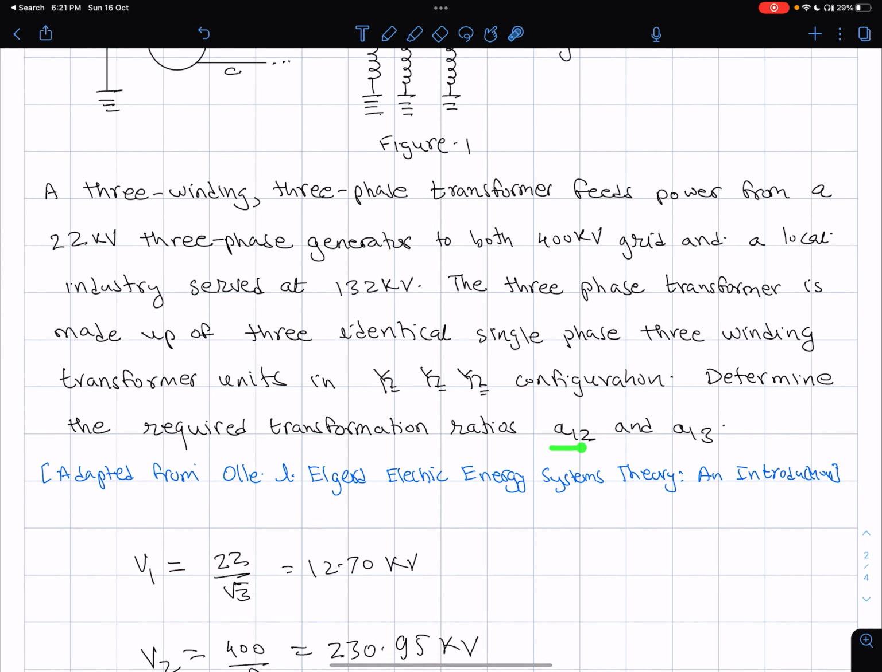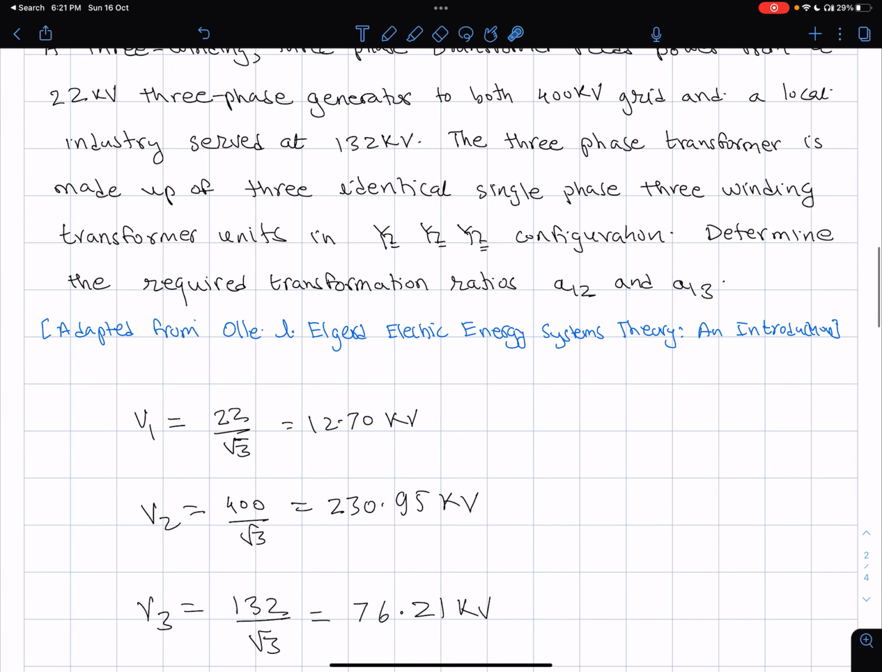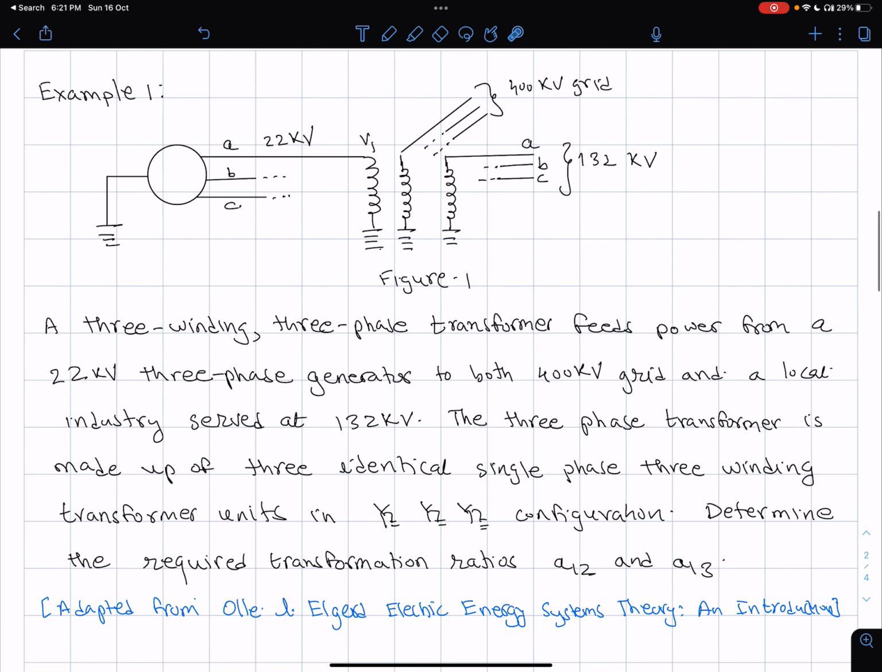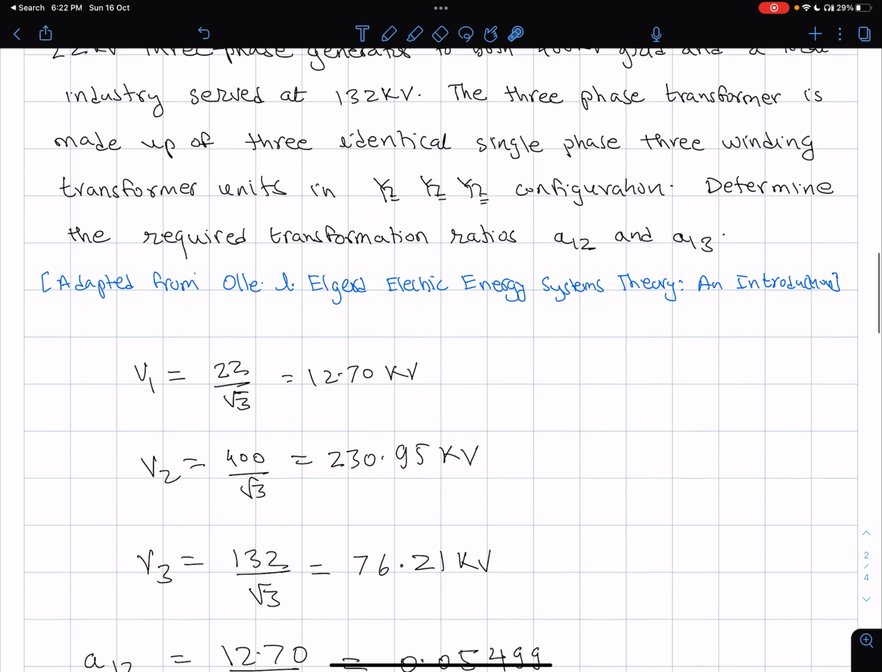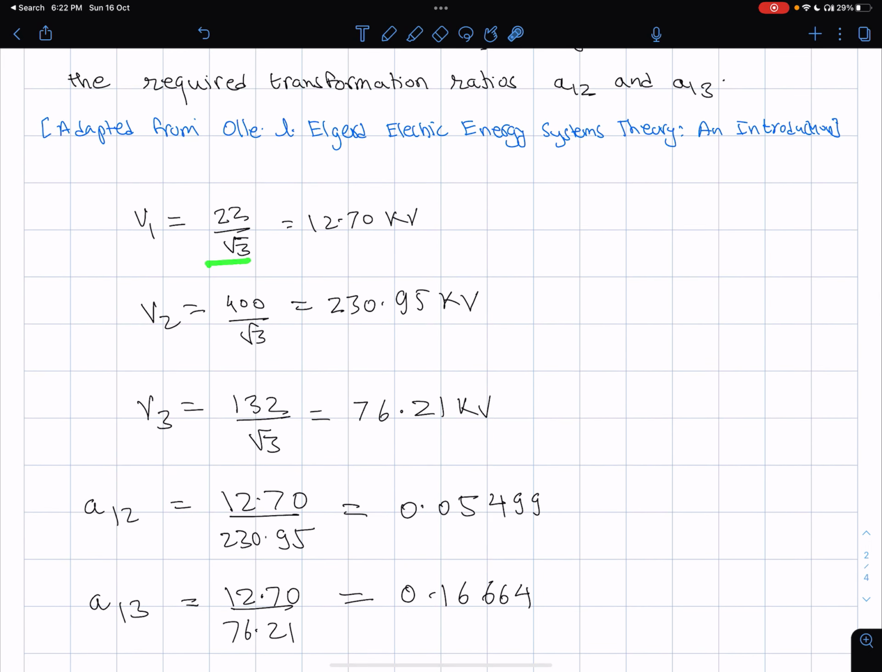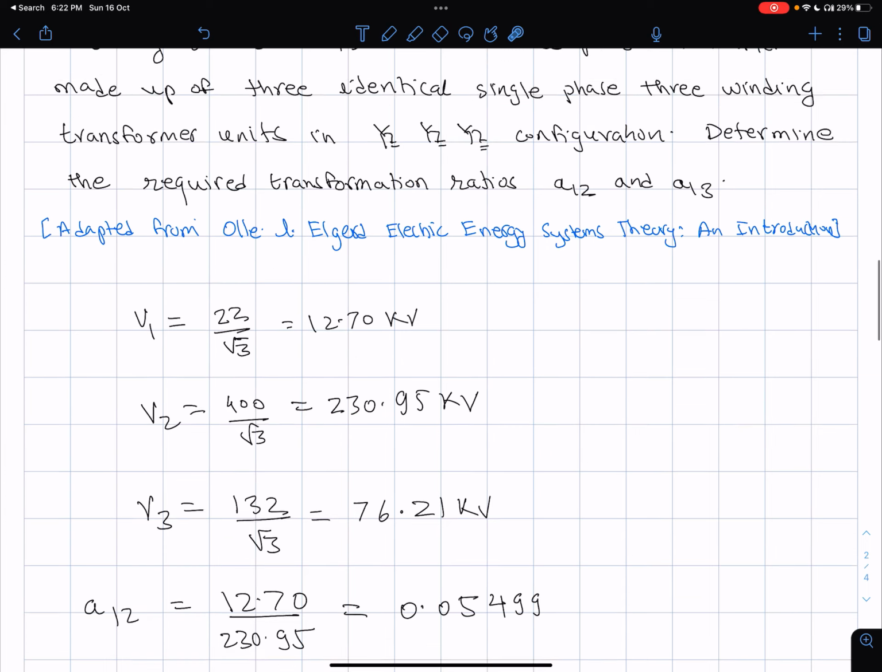We are just asked for the transformation ratios A from winding 1 to winding 2 and winding 1 to winding 3. When looking at the transformation ratios, we should know what voltage is being impressed across the winding. Winding 1 here, the A phase winding, is grounded. So the 22 kV is the line voltage, and 22 by root 3, that is 12.70 kV, will be the line to neutral voltage impressed across it.